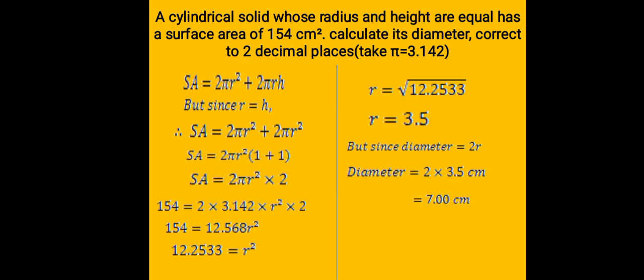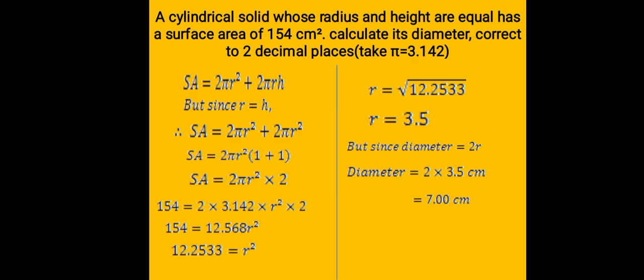A cylindrical solid whose radius and height are equal has a surface area of 154 centimeters squared. Calculate its diameter to 2 decimal places. Take pi to be 3.142.